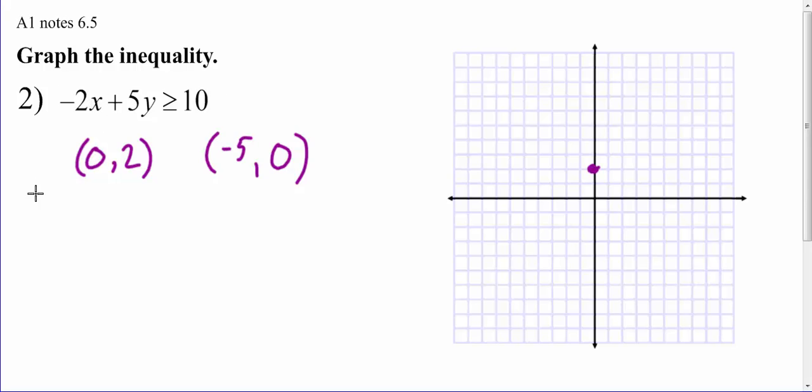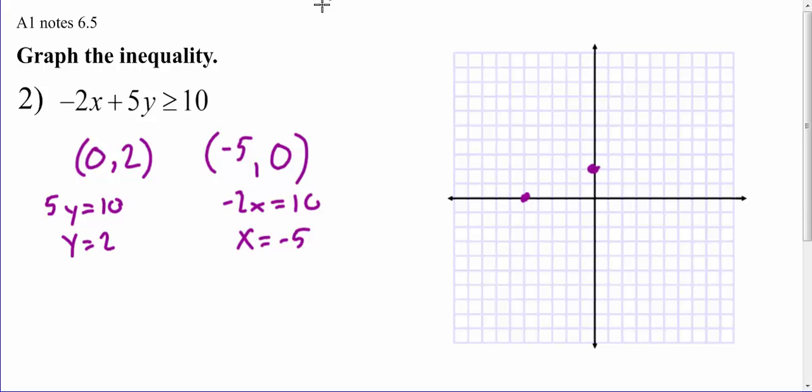Just as a reminder, this (0, 2) comes from, if x is 0, you have the equation 5y equals 10. So you divide by 5 and you get y equals 2. Over here you've got negative 2x equals 10. And we're saying equals. We're not worried about the inequalities for this particular job. So then our x-intercept would of course be negative 5. 1, 2, 3, 4, 5. There's our point, (negative 5, 0). Let's go ahead and draw the line.